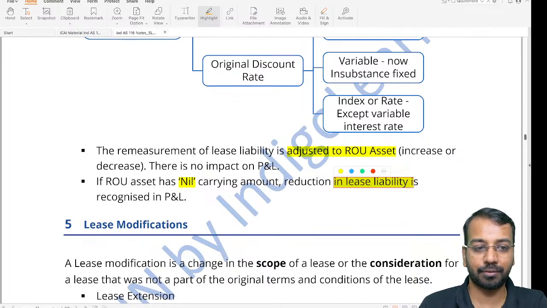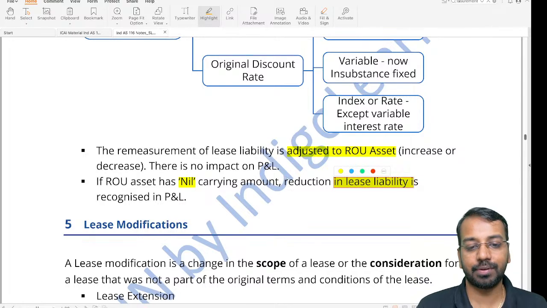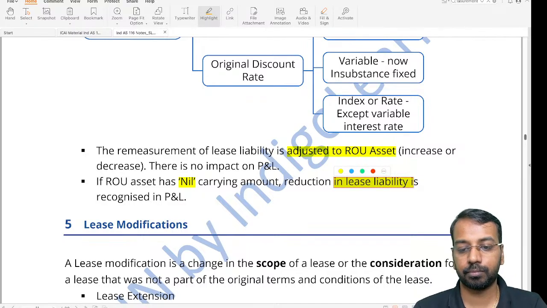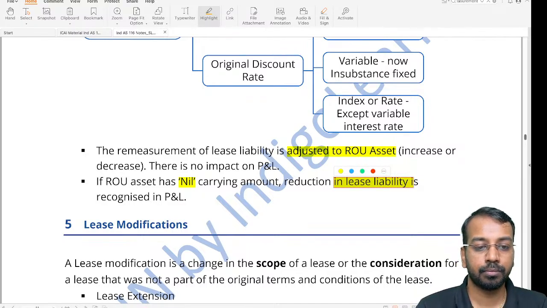For a couple of minutes, if you want me to solve any specific questions, if you have anything in mind, please let me know. Otherwise, we'll continue with the next aspect. Okay, the ROU asset calculation, that I'll also include.